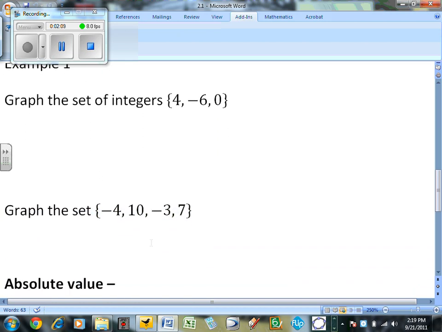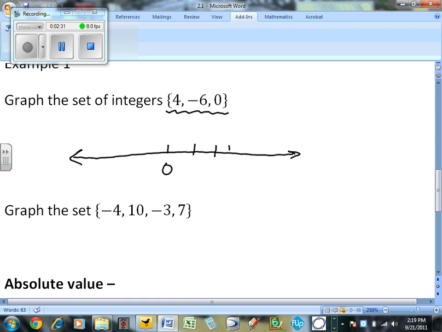So to learn how to graph, we're going to start simple, and we'll move forward in graphing integers in a real problem here. It says graph the set of integers 4, -6, and 0. When it says set, it's everything that's inside these squiggly lines. So we need to graph this, and we're going to graph it on a number line.